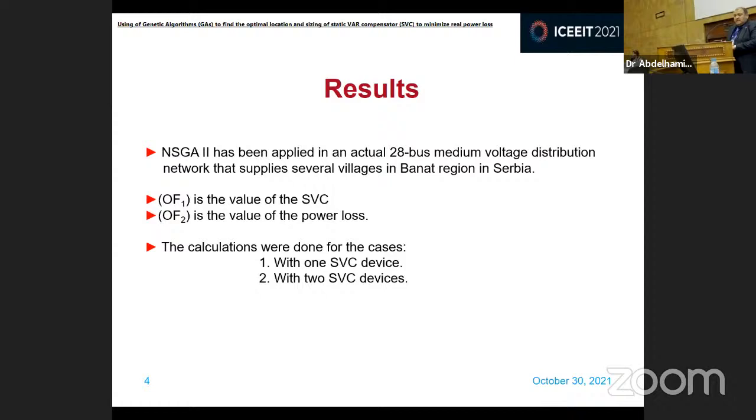Our results: NSGA has been applied in an actual 28-bus medium voltage distribution network that supplies several villages in the Banat region in the Republic of Serbia. Objective function 1 is the value of static VAR compensation. Objective function 2 is the value of power losses. The calculations were done for two cases, with one static VAR compensator or two static VAR devices.